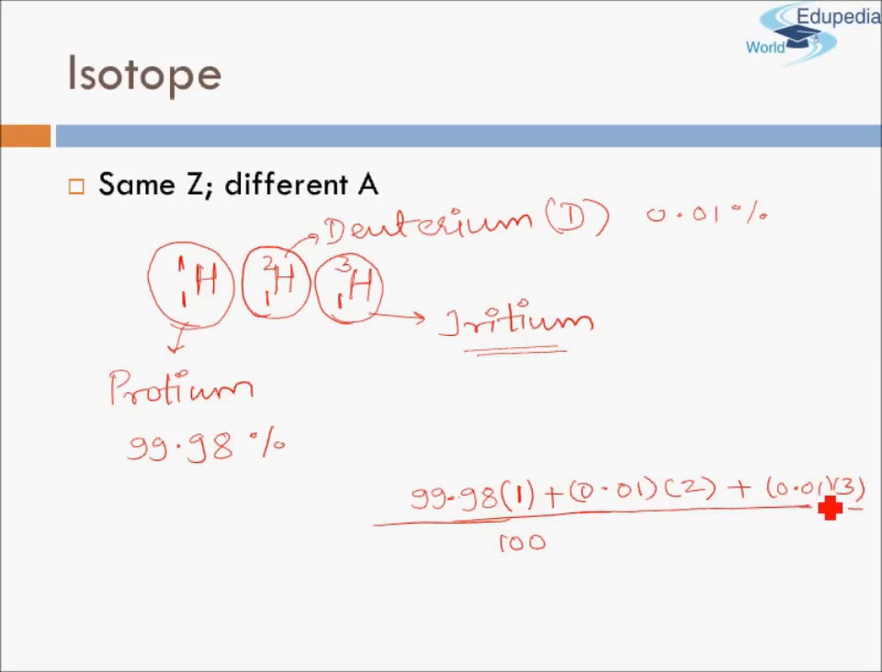This 0.01 incidentally came out to be the same, but tritium is present only in trace amounts. You can also ignore its percentage, in fact.